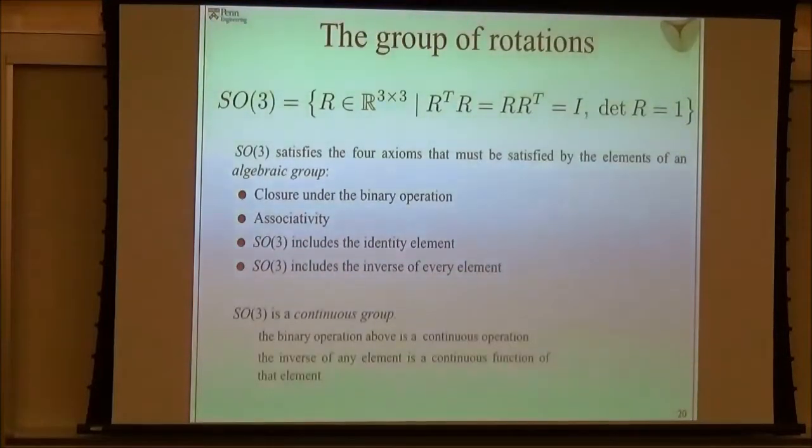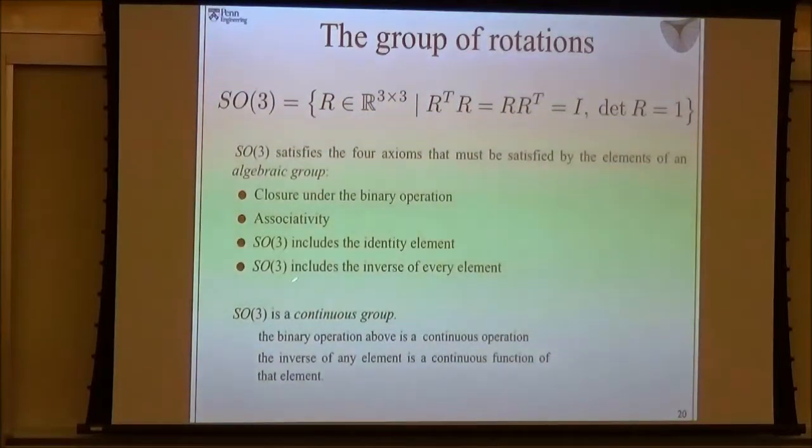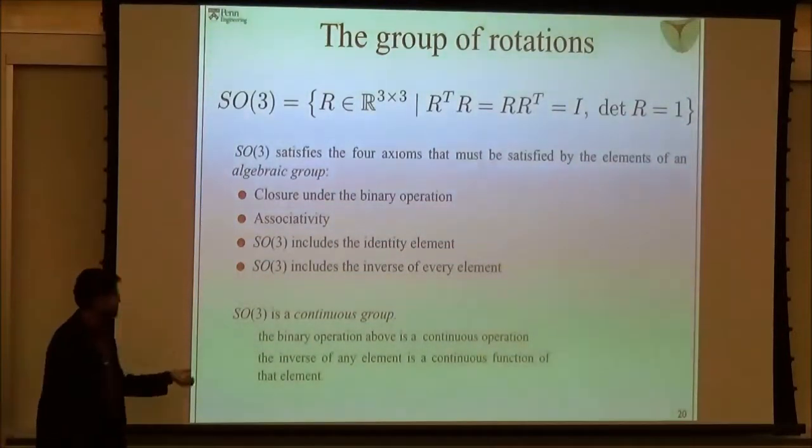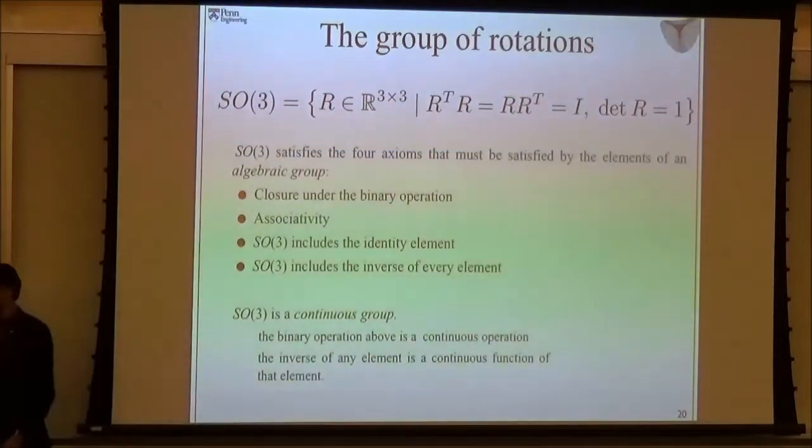And you also know that SO3 satisfies all these axioms. The ones I'd like to focus on are these axioms. So SO3 is a continuous group, which means that this binary operation of matrix multiplication is a continuous operation. The inverse operation is also a continuous operation. So what does that mean?